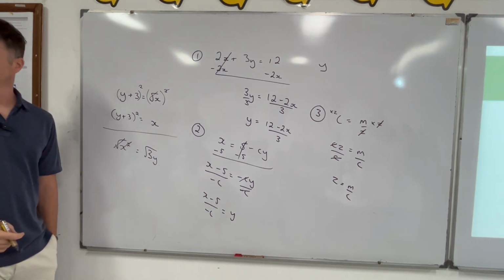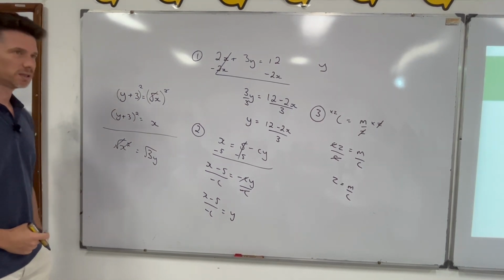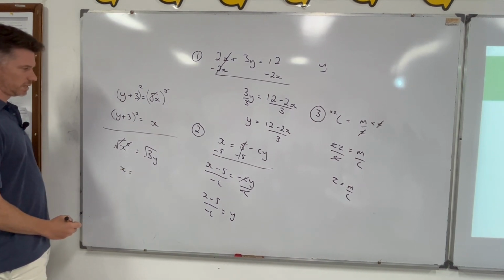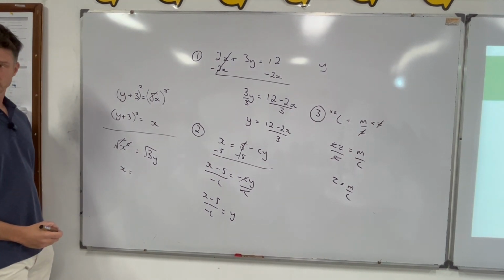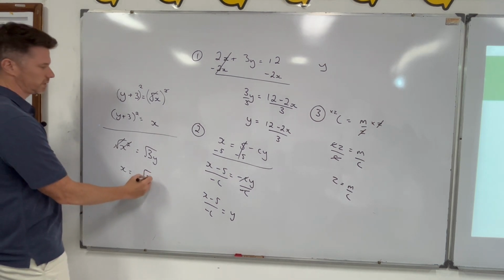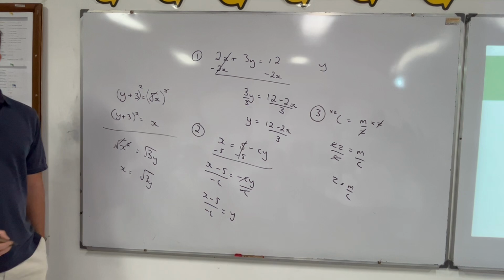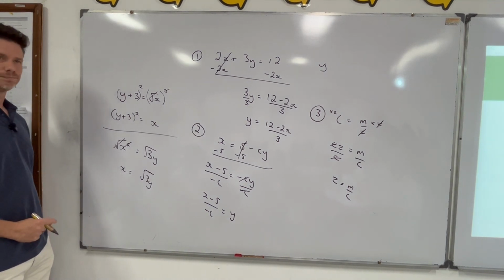What have I missed out? If I square root both sides, is x going to be just this? No, not necessarily. This is not correct. If I square root both sides, there's something slightly wrong here. Can you spot it?